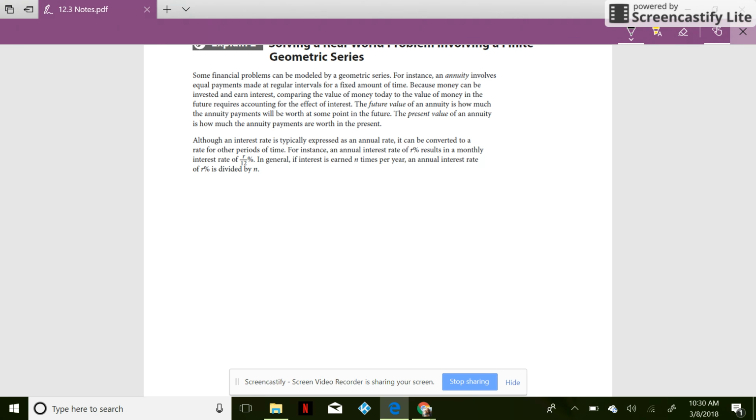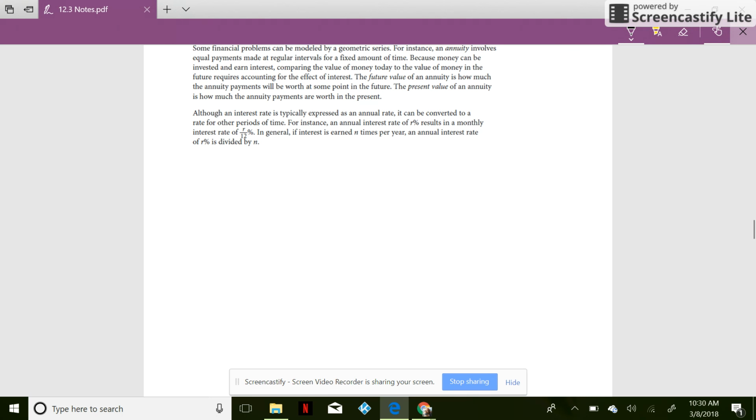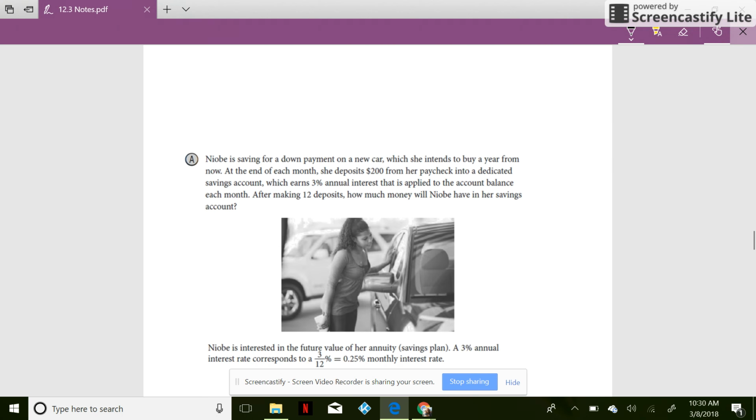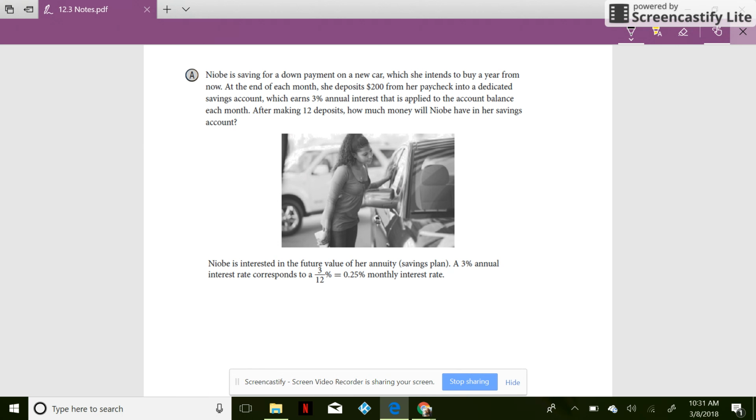Although an interest rate is typically expressed as an annual rate, it can be converted to a rate for other periods of time. So for instance, an annual rate of R% results in a monthly interest rate of R over 12%. So in general, if interest is earned N times per year, an annual interest rate of R is divided by N.